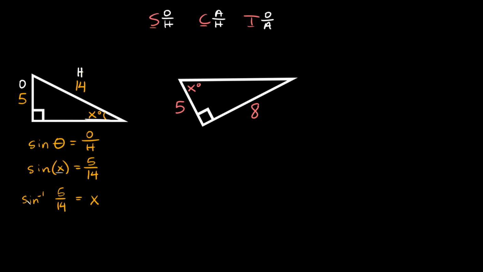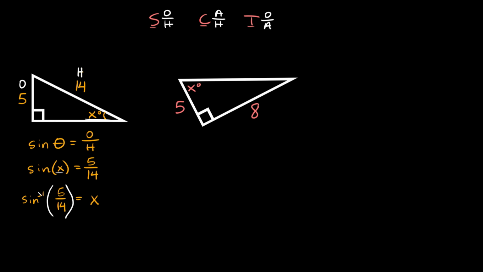This is also called arcsine. Either sine inverse or arcsine, you're probably going to hear it called one of those two ways, but they mean the same thing. Again, you use this when you're looking for an angle. So we're going to find the sine inverse, or the arcsine, of 5/14, and that's equal to x.